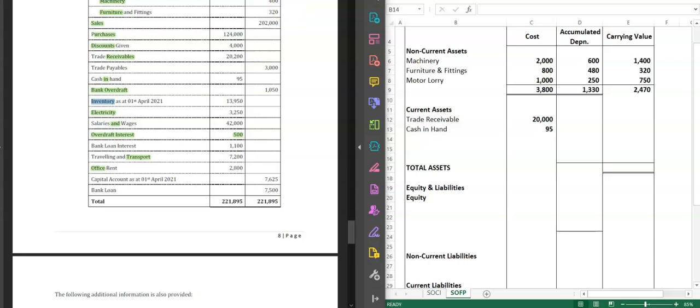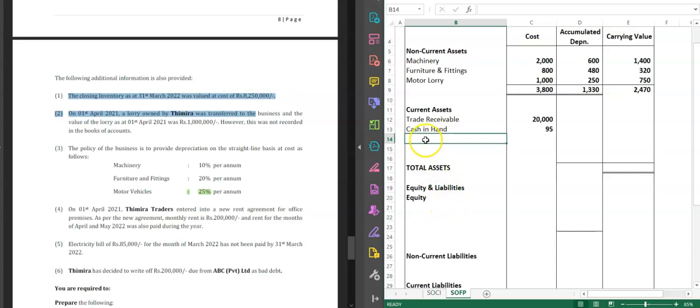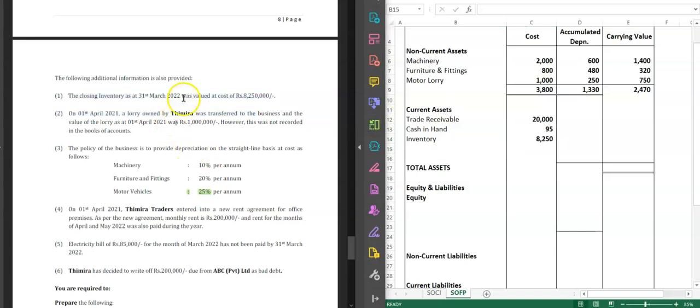In the statement of financial position, we are showing how much we are left with as on 31st March 2022. So how much we are left with? Go to the additional information and find the closing inventory. You have to add the closing inventory. The closing inventory is 8,250. So inventory is 8,250. What else to add? That is added already.